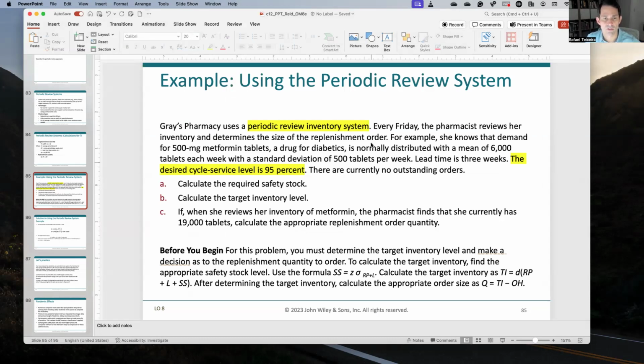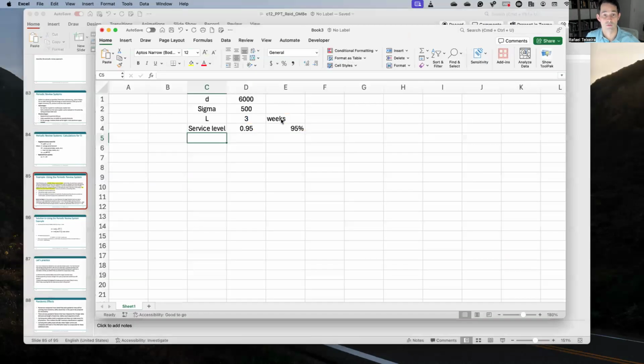What's the review period? They're not saying review period anywhere, right? They said every Friday the pharmacist reviews her inventory. So the review period is 7 days, every Friday. Because the lead time is in weeks, and every Friday is 7 days or 1 week, I'm going to use week to match the unit of the lead time. So my review period, I'm sorry, is 1 week. Okay, so I have my review period, I have my lead time.